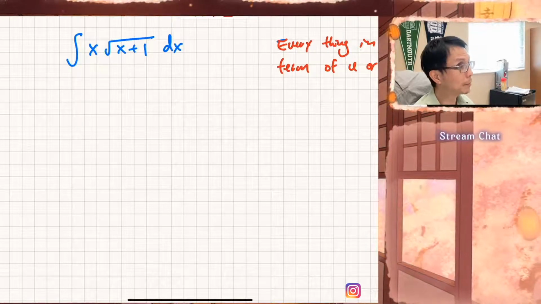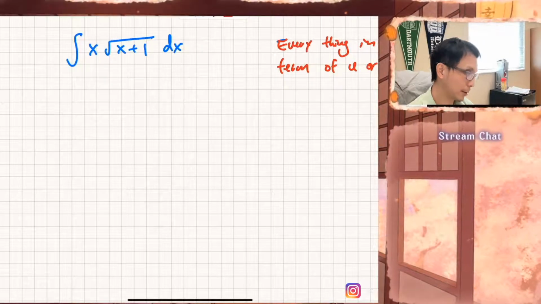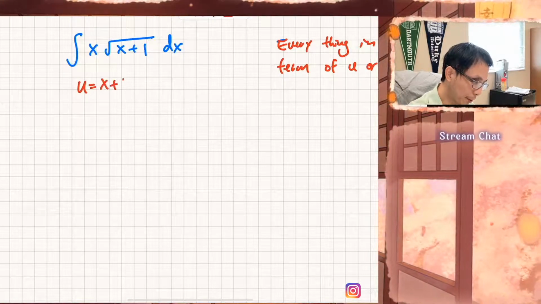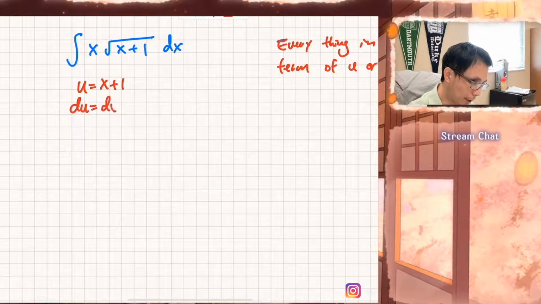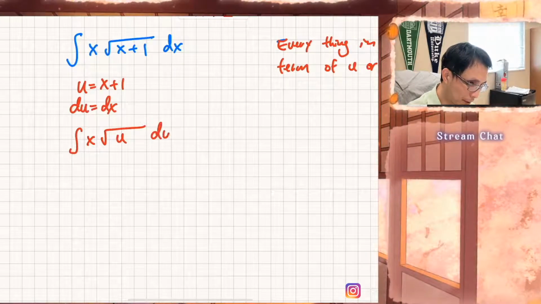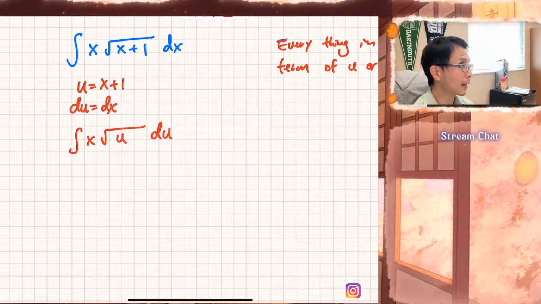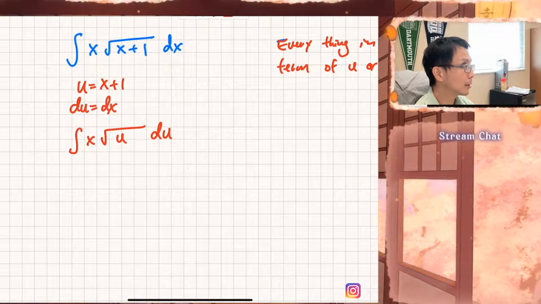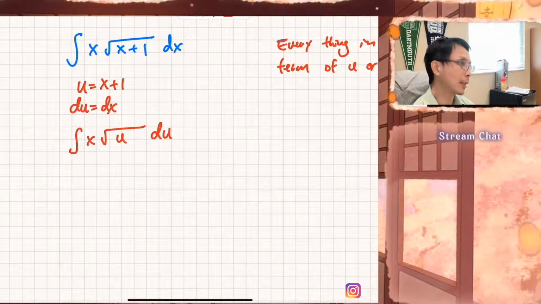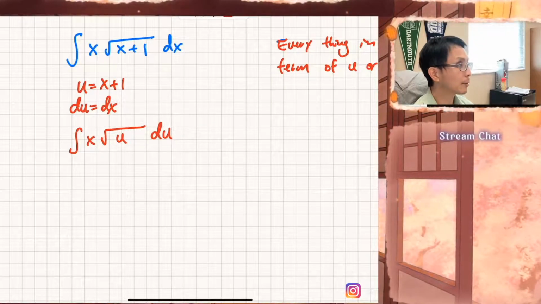Do you see the problem? Nothing cancels out, right? u is equal to x plus 1. du equals dx. So that's the integration of x times the square root of u du. But here's the problem. What do I do with that x? What can you do? Take it outside? You cannot take a variable outside an integral. You can take a constant outside, but not variables. Ever.